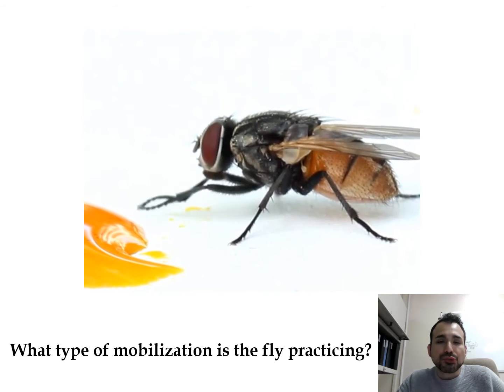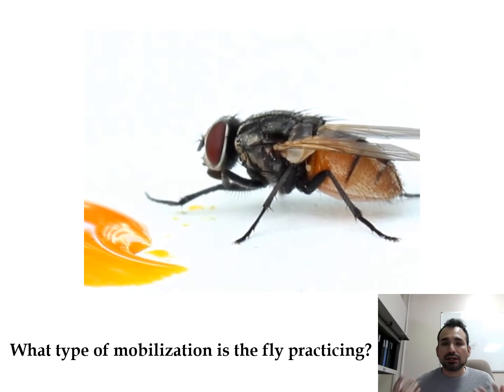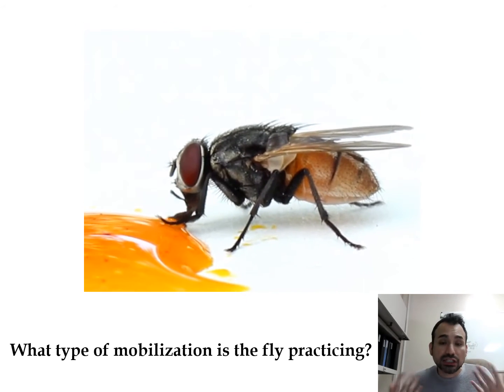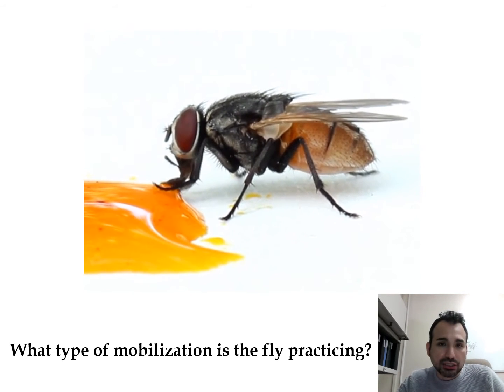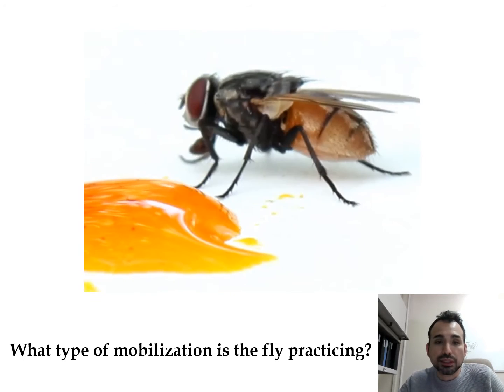So in our previous lecture, we talked about this concept of organisms taking advantage of the environment, specifically taking advantage of essential metals, and they do so by mobilization. And so we talked about a few methods of mobilization, and so what this fly is doing is one of them.